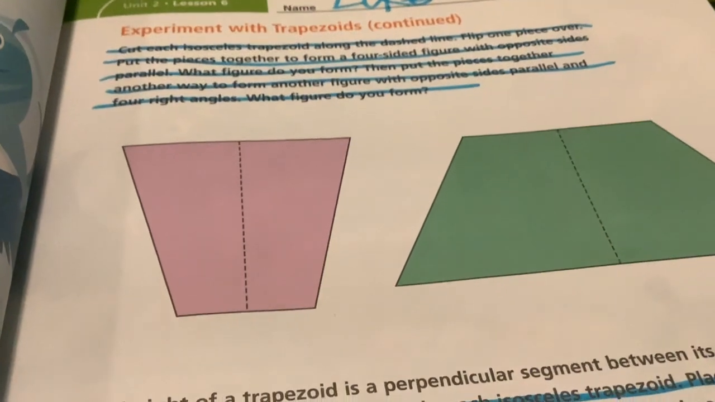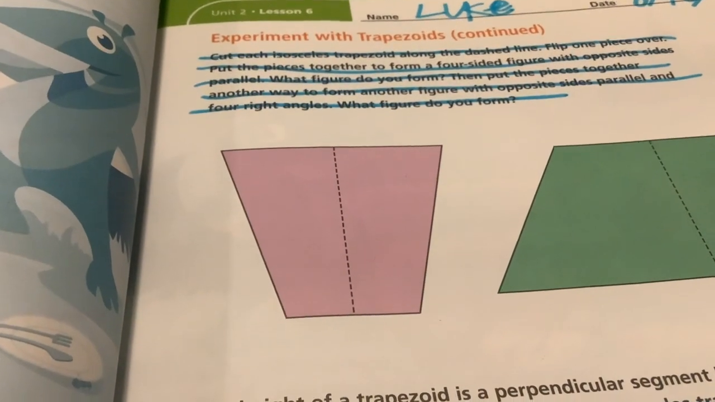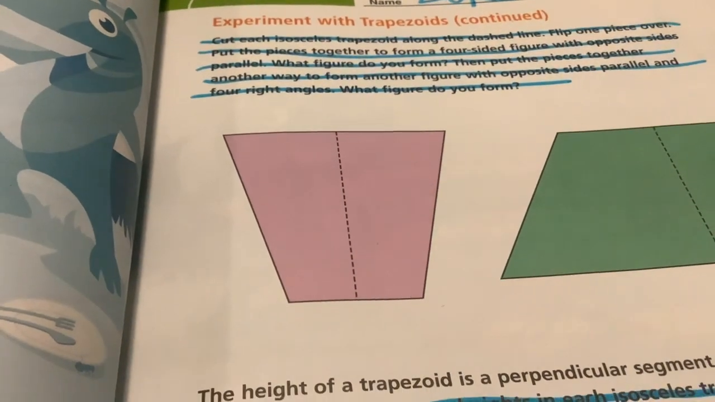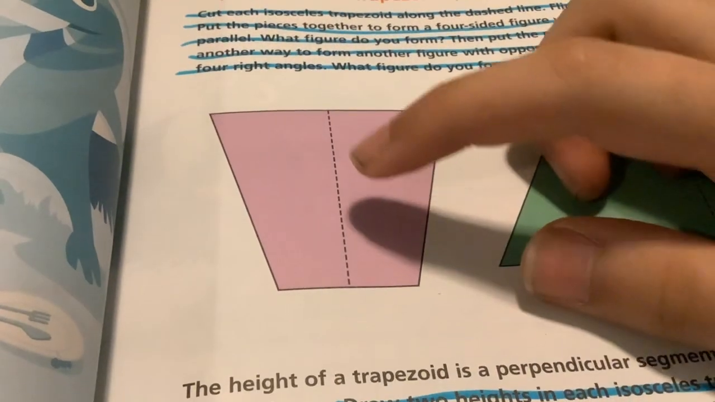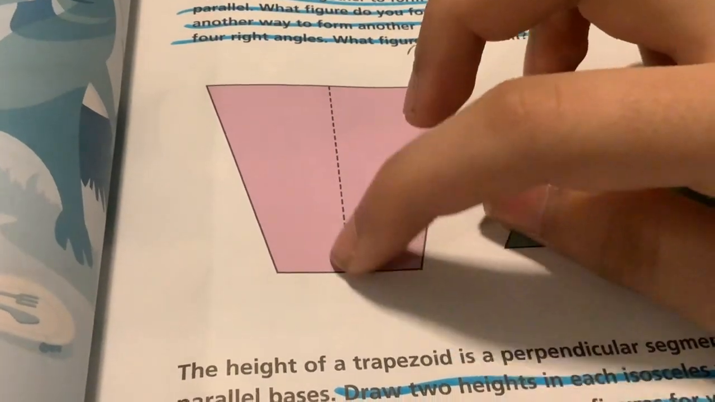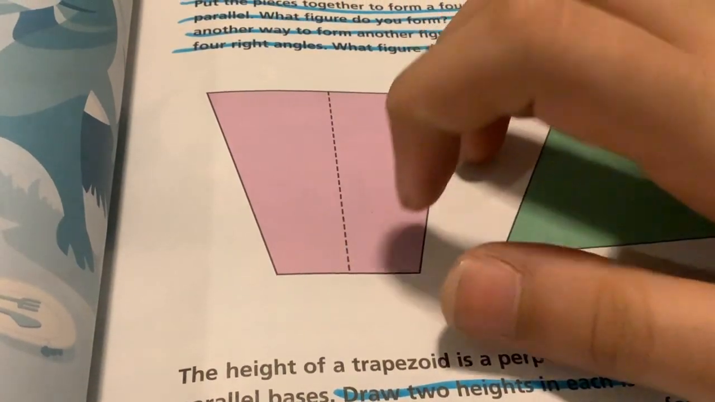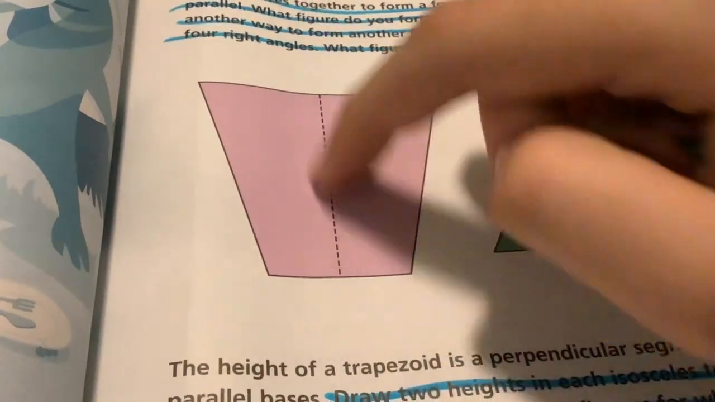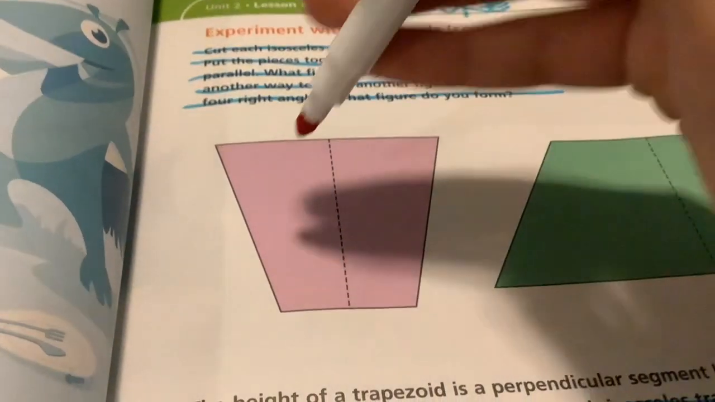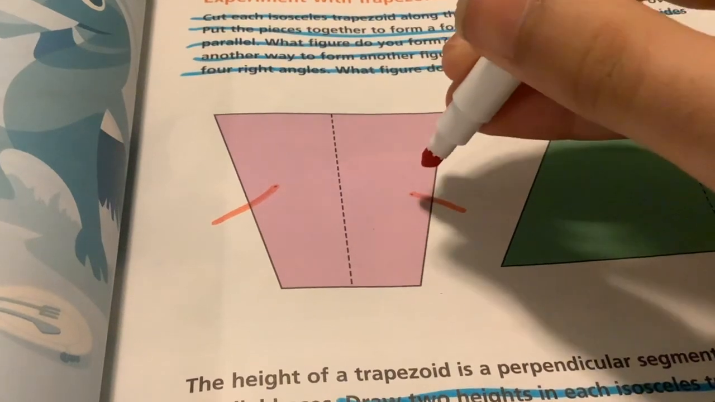Experiment with trapezoids continued. This is interesting. Very interesting. What do you notice about this trapezoid? There is a line that splits the trapezoid into two equal parts. That's right. Both of these are equal. Which means isosceles trapezoid coming through.